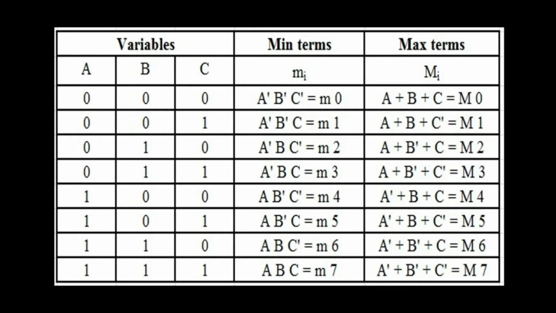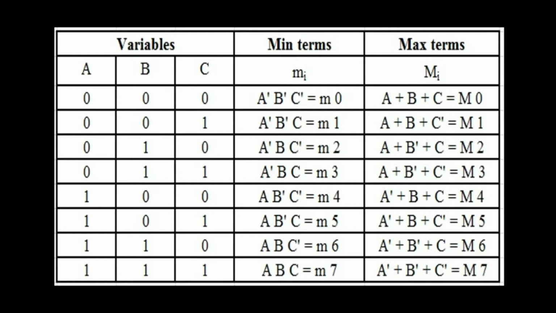So in max term, 0 is considered as a. B value is 0, so that is considered as b, plus c is also 0 here, so we take it as c. That is equivalent to M naught. Next, if we see M1, the input combination is 0, 0, 1. So 0 is taken as A, plus B is 0, and C has the value 1, so it is considered as C dash. So M1 is A plus B plus C dash.